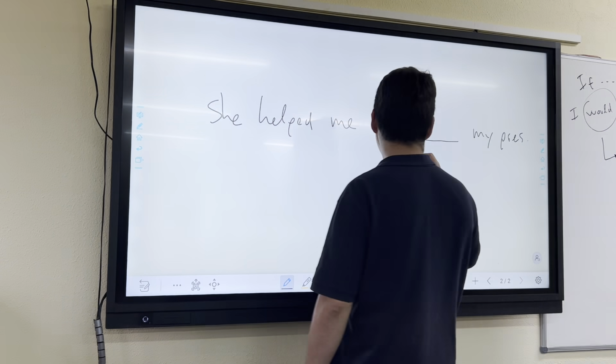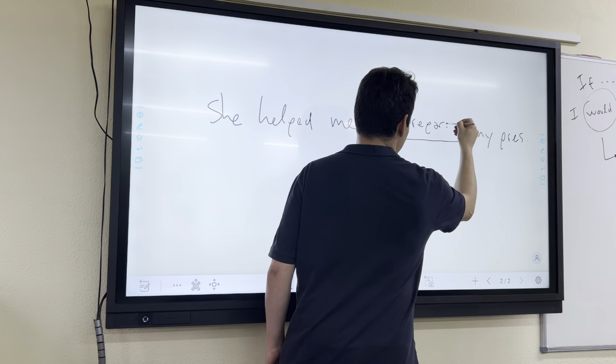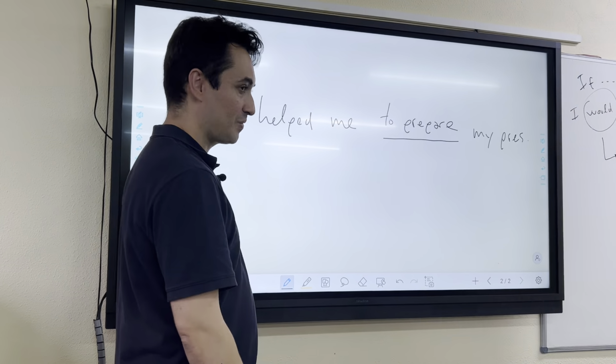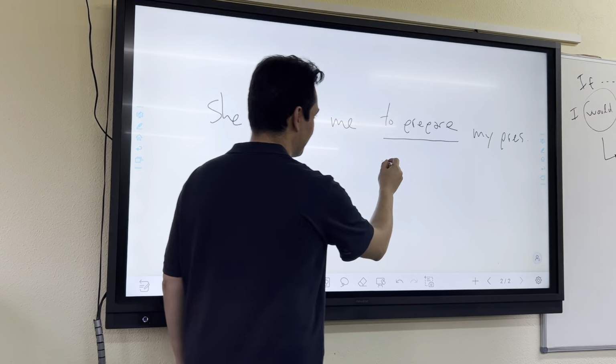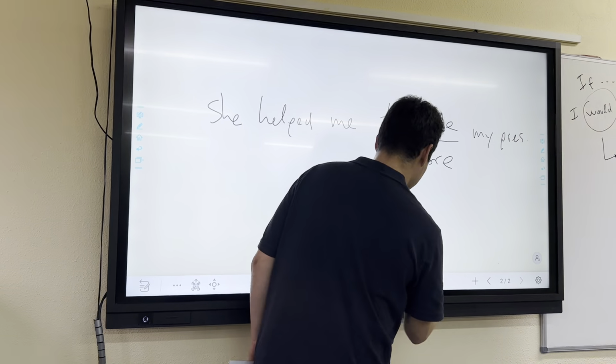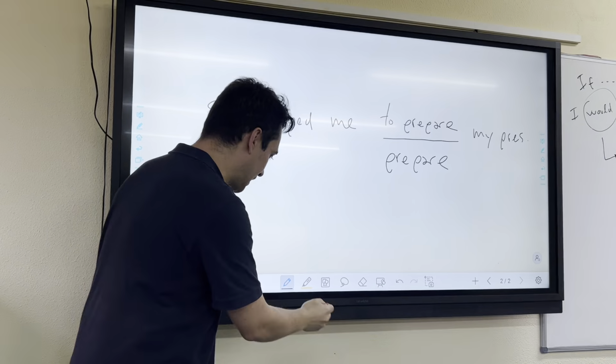Alba. She helped me to prepare my presentation. And the other possibility? Full sentence, Alba. She helped me prepare. Oops, sorry. Prepare my presentation. What is the lesson here?